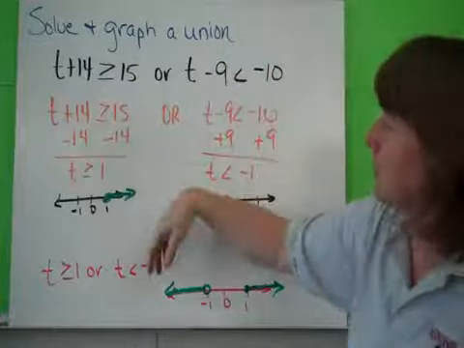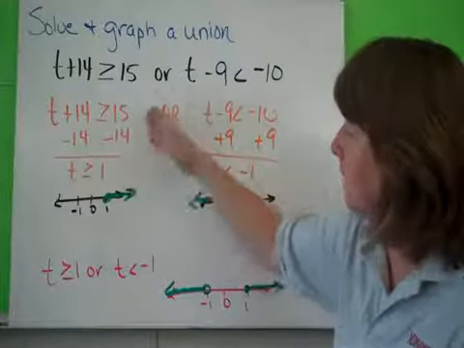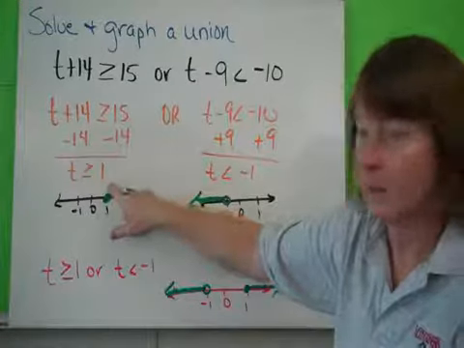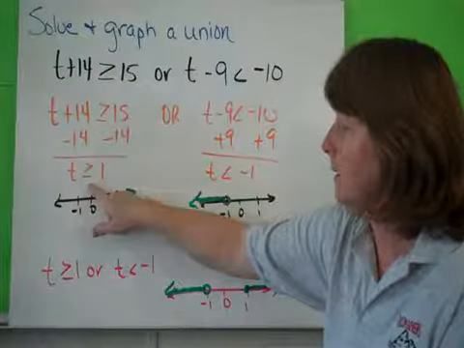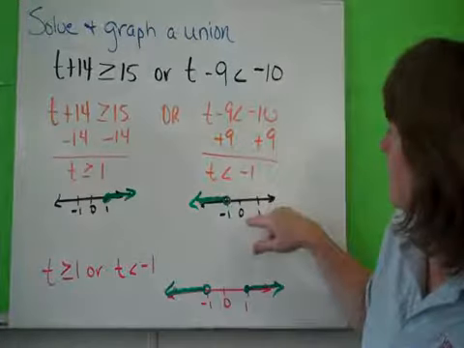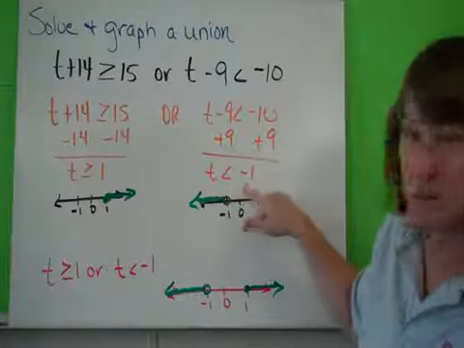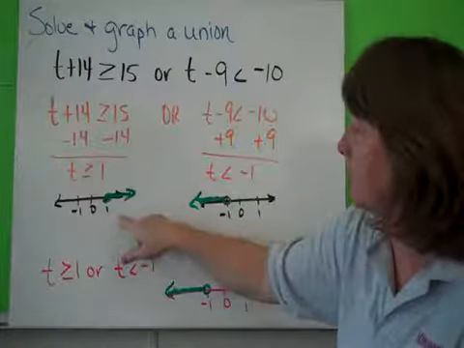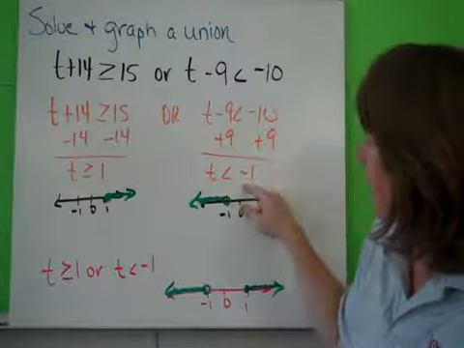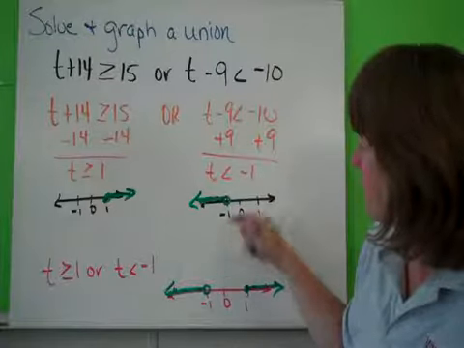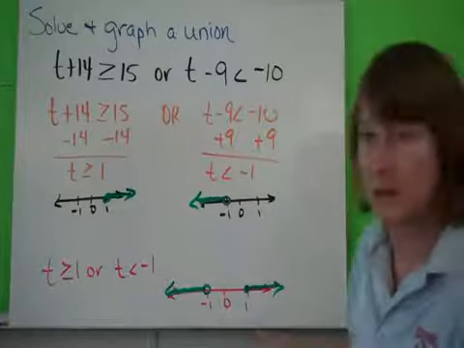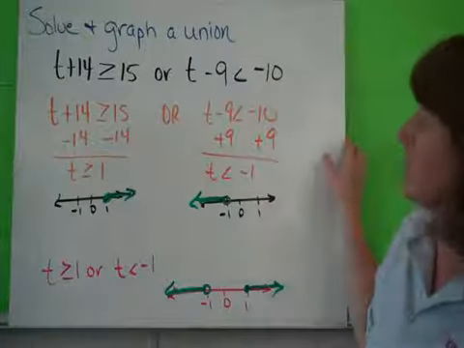Solve and graph a union. This time we're going to have to do some solving. We're going to have to undo some operations to solve for t. Here we have t is greater than or equal to 1. We're going to add 9 to both sides here, and t is less than -1. If we graph this, t is greater than or equal to 1, it goes this way, and t is less than -1, it goes that way. So here's the union of the graph. And once again, they're kind of sticking out like oars in a boat.